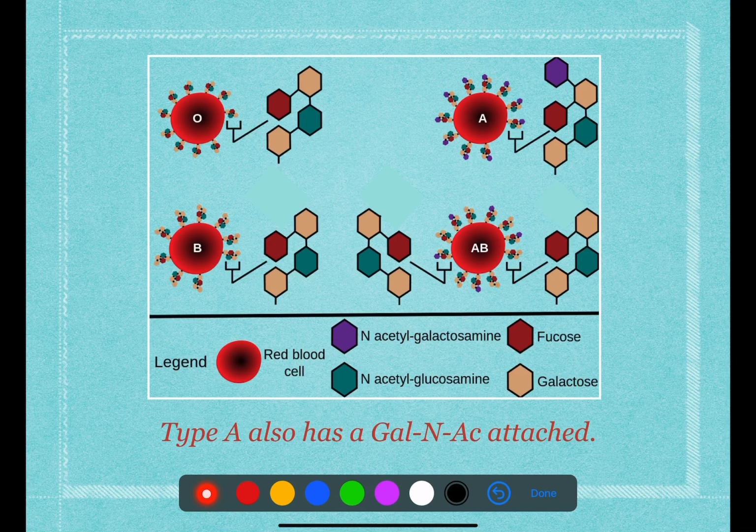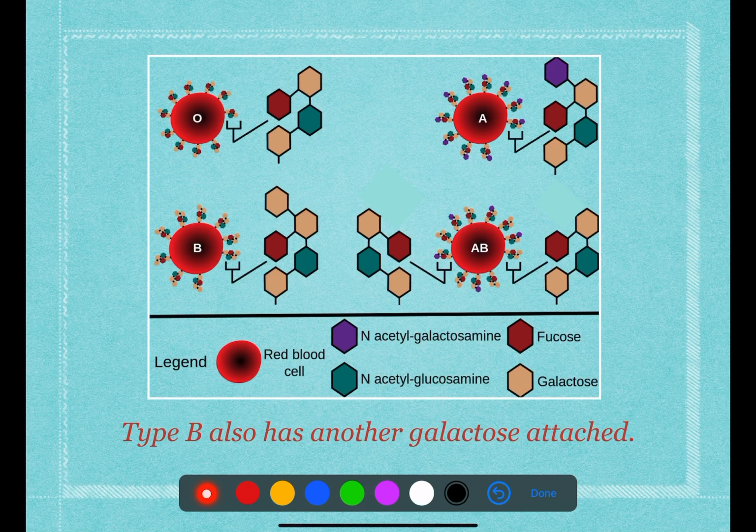Type A has the N-acetylgalactosamine, which is abbreviated GalNAc. So type A has that additional carbohydrate attached, and that's what makes it different from type O. You can see that they've got that extra in purple. Type B has a third galactose attached. So now you can see how A and B are different, and O and B are different.